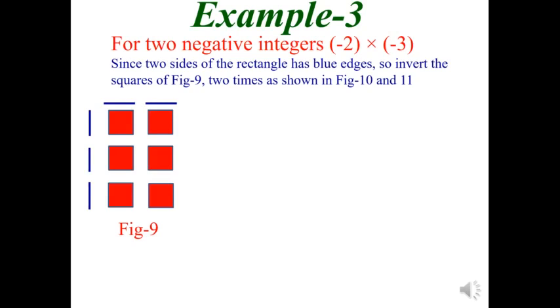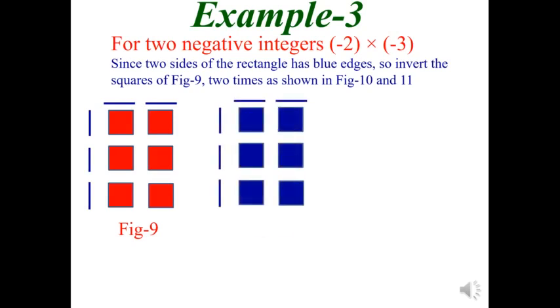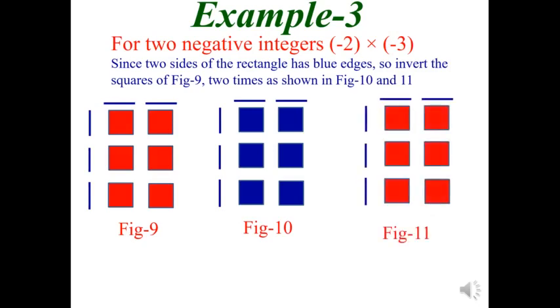So first we invert the red squares into blue squares for figure 10, like this. Again we have to invert the blue squares into red squares in figure 11. As there are two negative integers, we have to invert the squares present in our first figure, that means figure 9, two times, from red to blue, and again from blue to red. So figure 11 is our final figure.